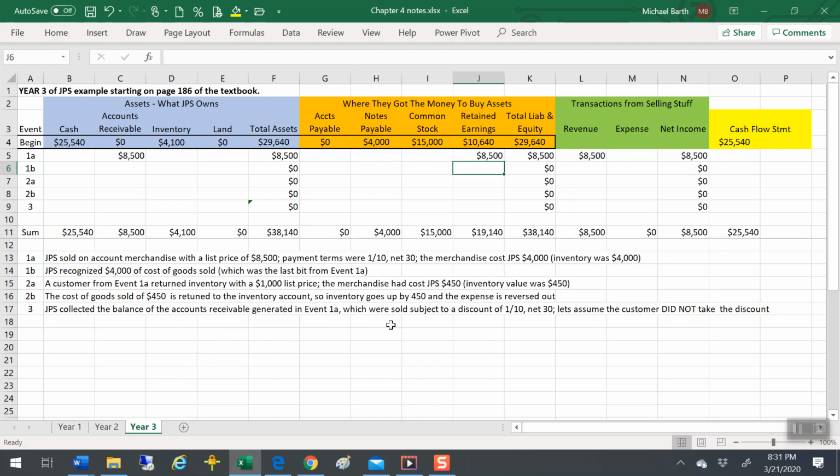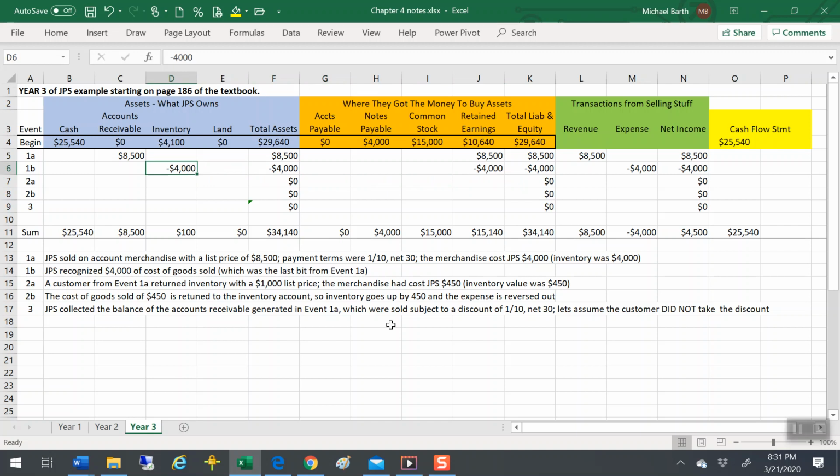And the second part of this, 1B, is the stuff we sold cost us $4,000. It was $4,000 of our remaining $4,100 of inventory. So that comes out of inventory, comes out of retained earnings, and it's recorded as an expense. Okay? So we sold $4,000 worth of goods for $8,500. We just hadn't gotten paid yet.